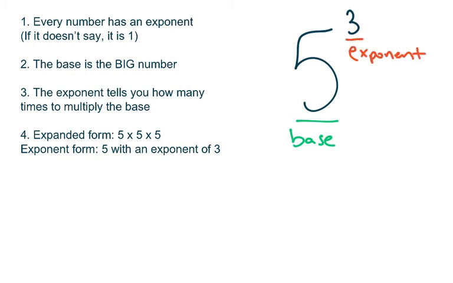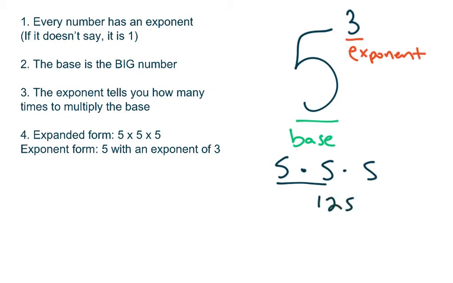Right now, this is written as 5 with an exponent of 3 in exponent form, but in expanded form, we know that this is 5 times 5 times 5. The exponent tells you how many times to multiply the 5. So this is not 15. A lot of people will say, oh, that's just 15. No, it's 5 times 5 is 25, times 5 is 125. So it's actually a really big number.